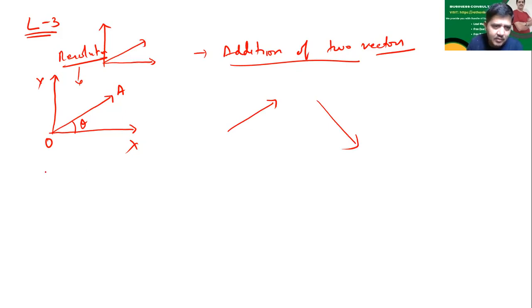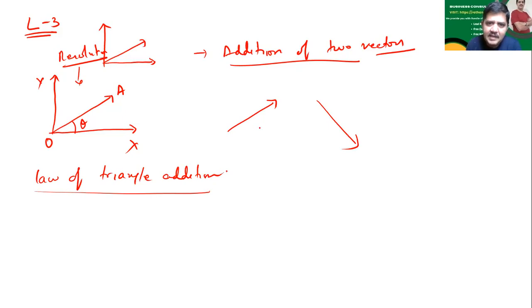This law is known as the law of triangle addition. This is what we call it. Now, how do we use it? Let me take this as a vector A. This is my vector B. This is called the tip of the vector. This is called the head of the vector. This is once again the tip. This once again the head.